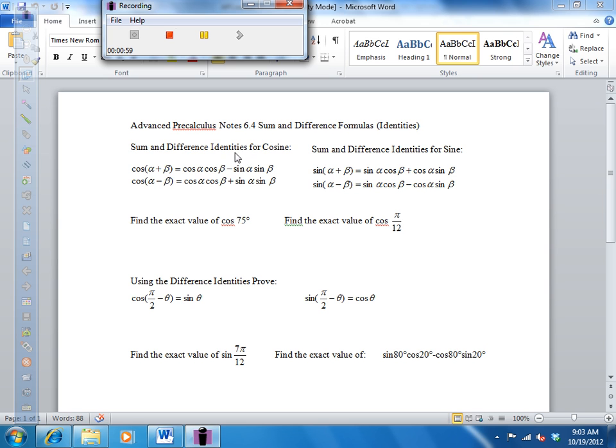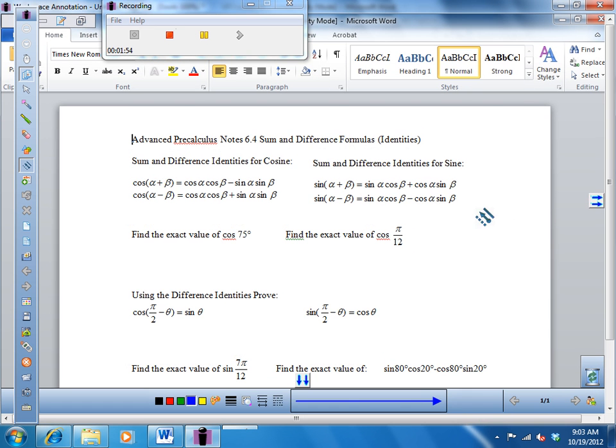So when you're doing your homework, you can just remember these things. And then you have to use them. What these are used for is finding the exact value of angles that are the sum or difference of two angles.